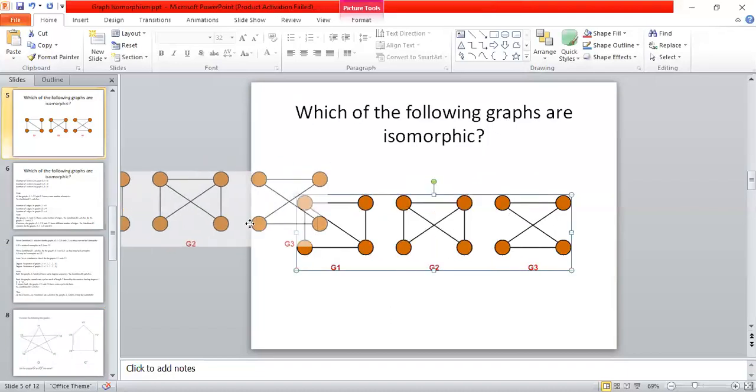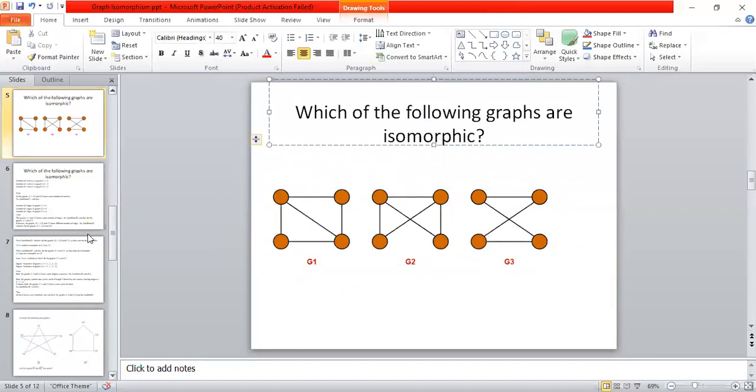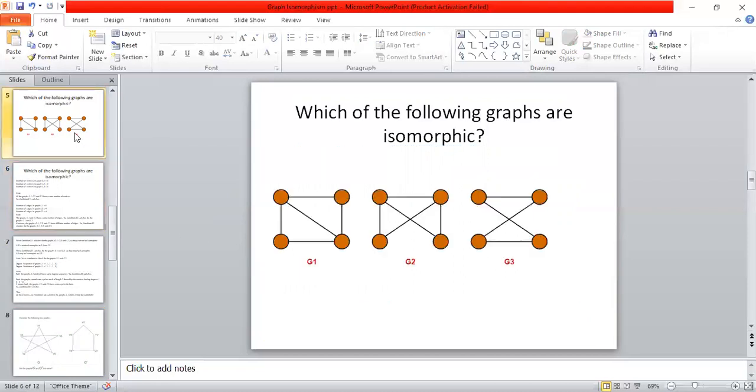Coming to the second condition, the number of edges in G1, G2, G3. We need to check the number of edges: 1, 2, 3, 4, 5. This graph G1 has 5 edges: 1, 2, 3, 4, 5.